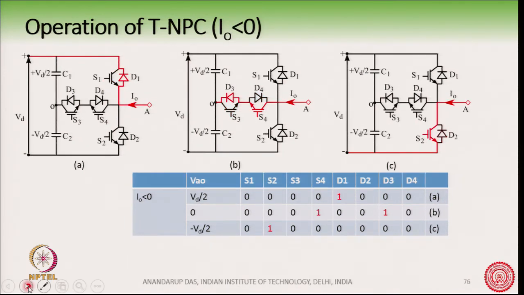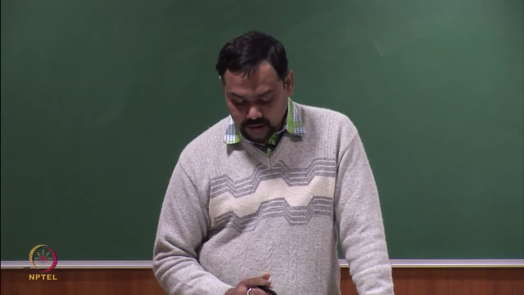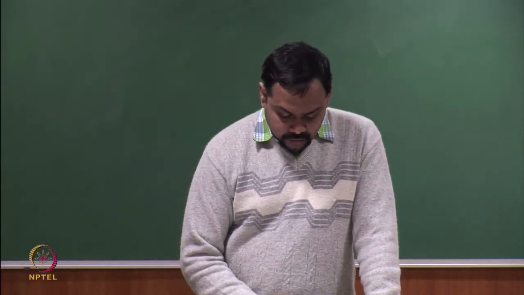What will happen if I0 is less than 0? In that case, for Vd by 2 voltage, the diode D1 will be conducting, for the 0 voltage, S4 and D3 will be conducting, and for the negative voltage, S2 will be conducting. So, these are the different switching states, or different configurations of the switches, for these 3 states.